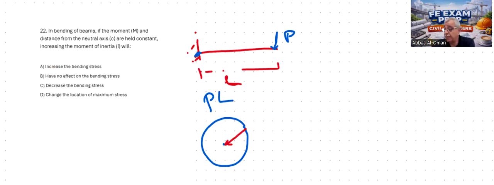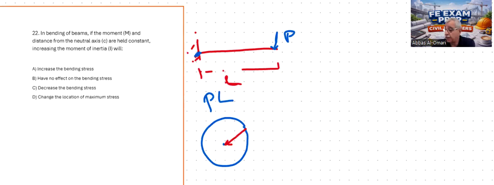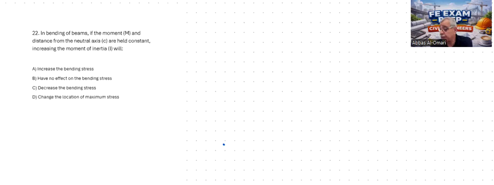In bending moment beams, if moment and distance from the neutral axis are held constant, increasing the moment of inertia... Well, now, moments on beams produce stress on the cross section. So this stress is determined by MC over I. So sigma, in beams, stress as a result of an applied moment, sigma equals MC over I.